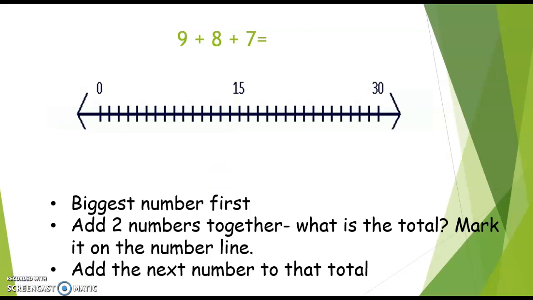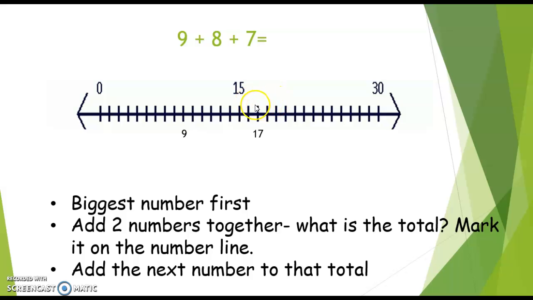Then we come to some bigger numbers. Alright, so we've got 9, and that is the biggest number there, so I'm going to get to 9 on our number line. So 1, 2, 3, 4, 5, 6, 7, 8, 9. Now we're doing 8 jumps. So we start at 9, 10, 11, 12, 13, 14, 15, 16, 17. That's 8 jumps.